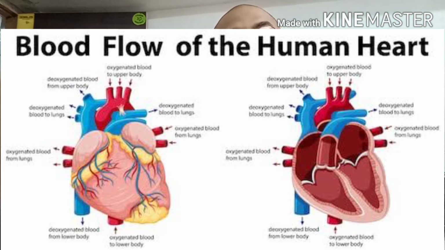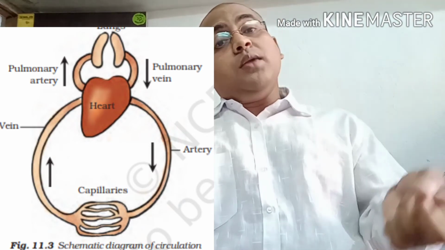So from the lungs, the pulmonary vein carries oxygenated blood to the left auricle, and from the left auricle blood reaches the left ventricle, and from there with the help of arteries it spreads into the whole body. In the same way, from the whole body blood is collected by the veins and taken to the right auricle. From the right auricle this blood flows into the right ventricle, and from the right ventricle this blood reaches the lungs by the help of the pulmonary artery.